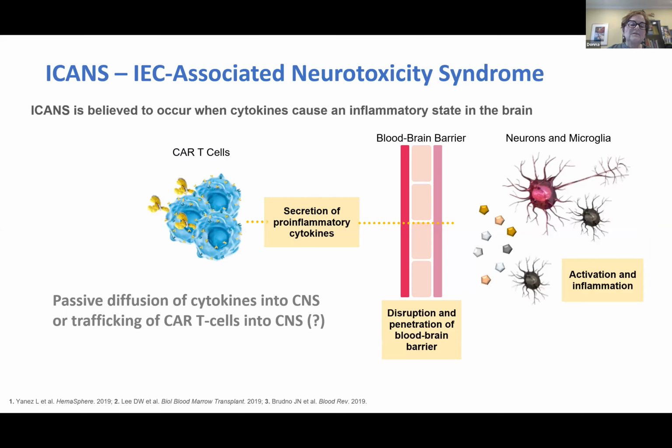The neurotoxicity is deserving. This is the more frequent kind that I'll describe in a minute. You got your glasses. We think a lot of it is that these little chemicals pass the blood-brain barrier and cause inflammation. And I'll show you some of the signs and symptoms. There could be passage of the CAR T itself into the central nervous system, brain, and spinal fluid.